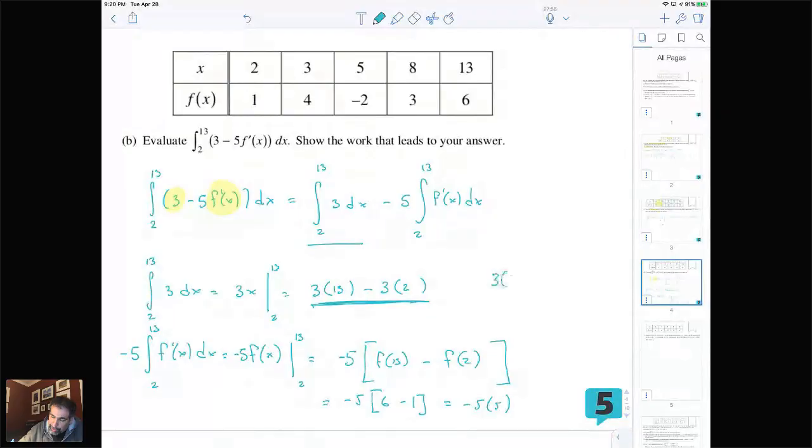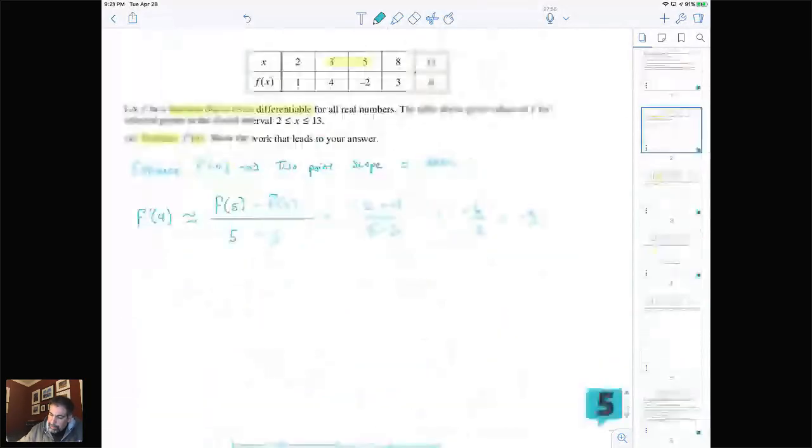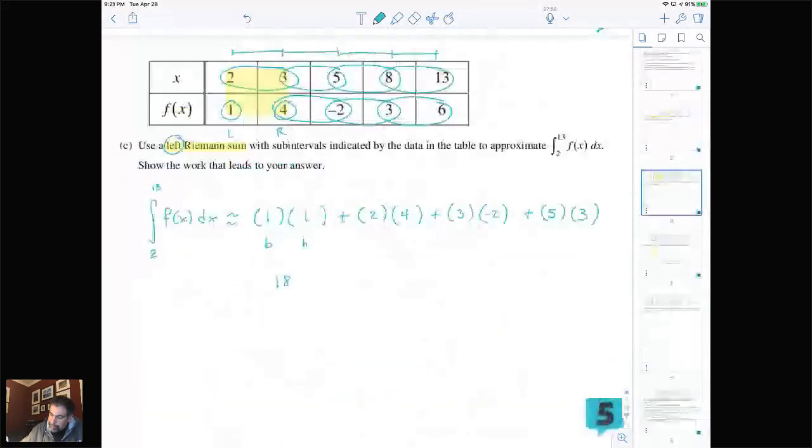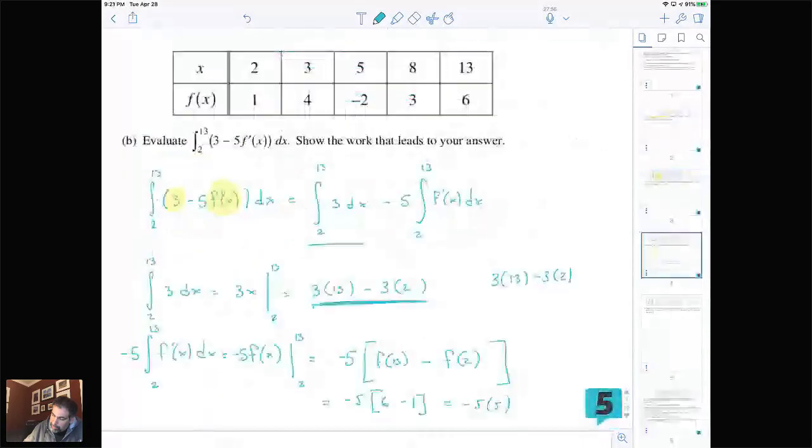From here, you are completely good just combining your 2 answers. And again, I would strongly recommend not trying to simplify anything. There's our answer from the first one. Here's our answer from the next one. And you can leave it just like that, okay?